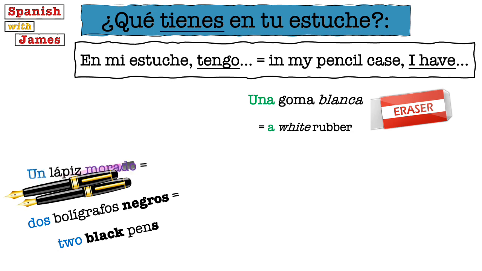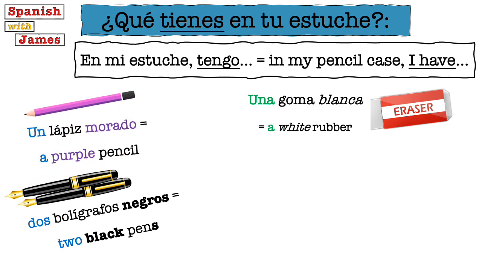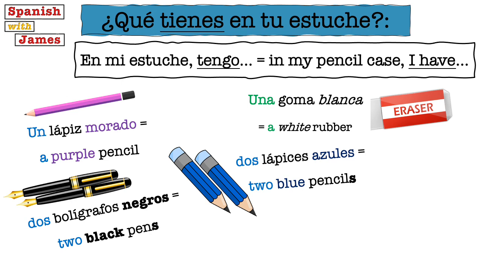En mi estuche tengo un lápiz morado. So that's still the same, un lápiz morado. But I've also got dos lápices azules. Dos lápices azules. So I've now also got two blue pencils. So the word for a pencil, lápiz, it's a bit strange and there aren't many words like this, so don't worry too much about it, but it's just a bit strange that when it goes to the plural, we can't just add es, we also have to change the z for a c.